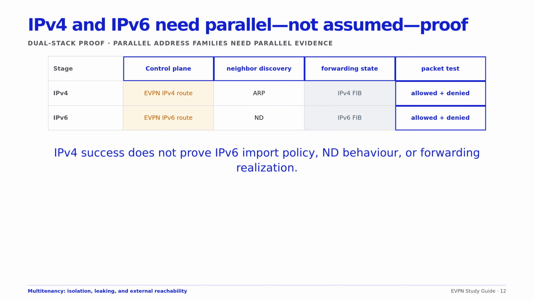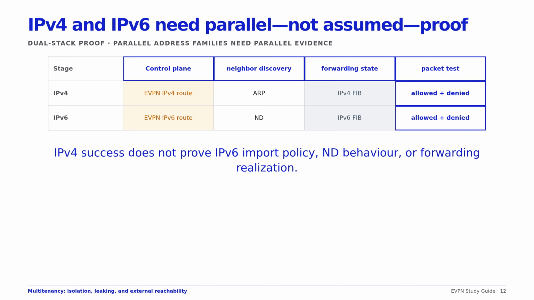Dual stack does not mean one proof applies twice. IPv4 uses ARP, IPv6 uses neighbor discovery, and may also depend on router advertisements, link local addresses, duplicate address detection, and multicast handling. EVPN can advertise IPv6 bindings in Type 2 and IPv6 prefixes in Type 5, but proxy ND is a separate procedure with implementation constraints.